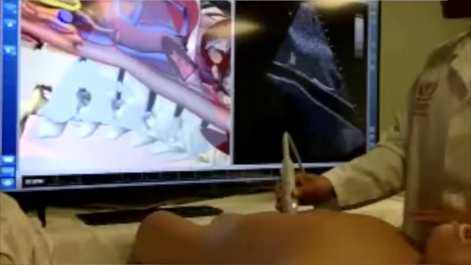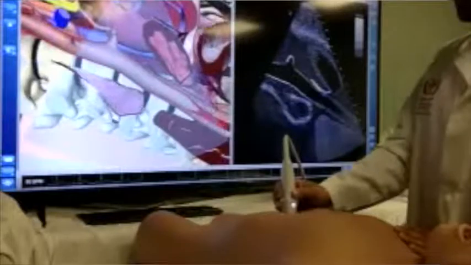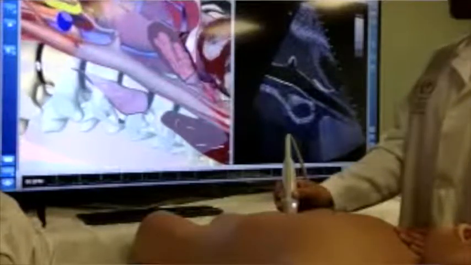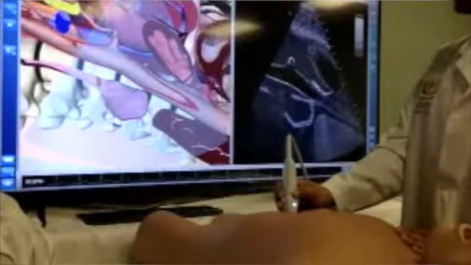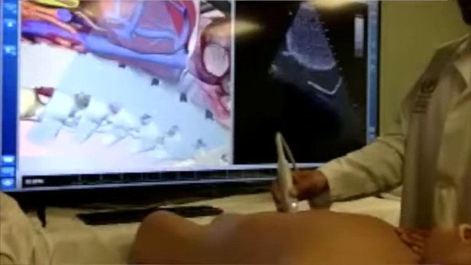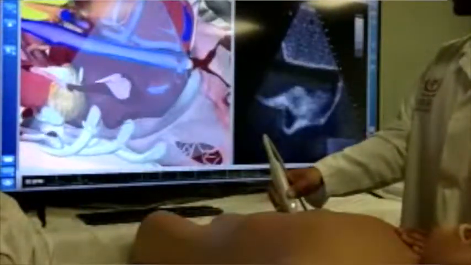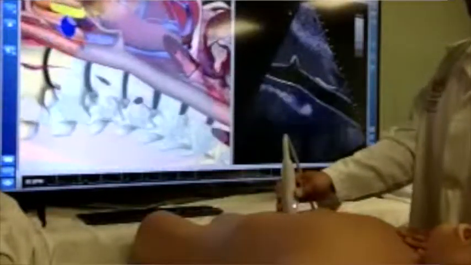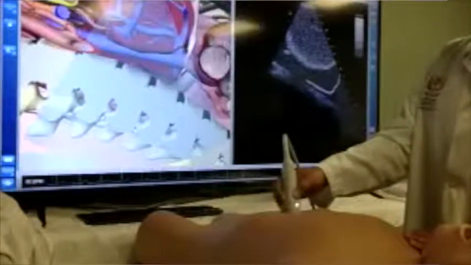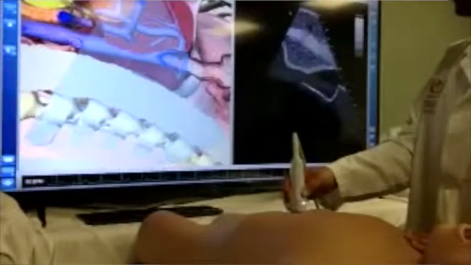Now, after I've identified the abdominal aorta, I'll then try to identify the IVC. Two techniques to be able to get the ultrasound plane into the IVC. One is to adjust your angle, aiming more towards the patient's right side, and that will bring the IVC into view. Another technique is to slightly slide your probe to the patient's right side as well.